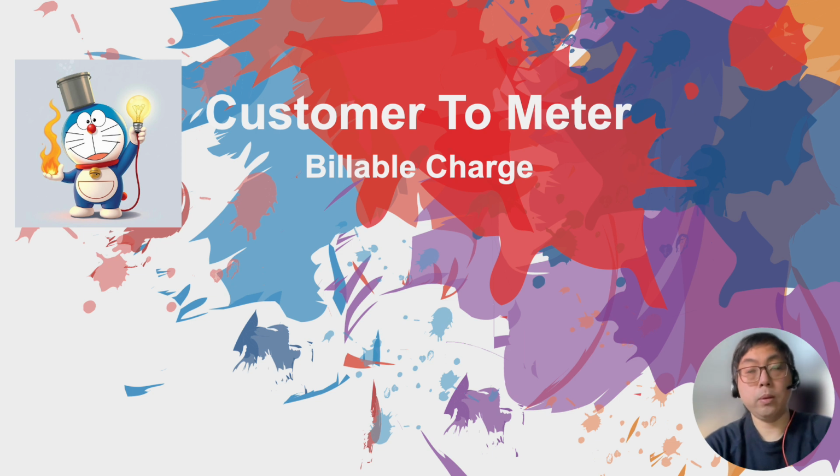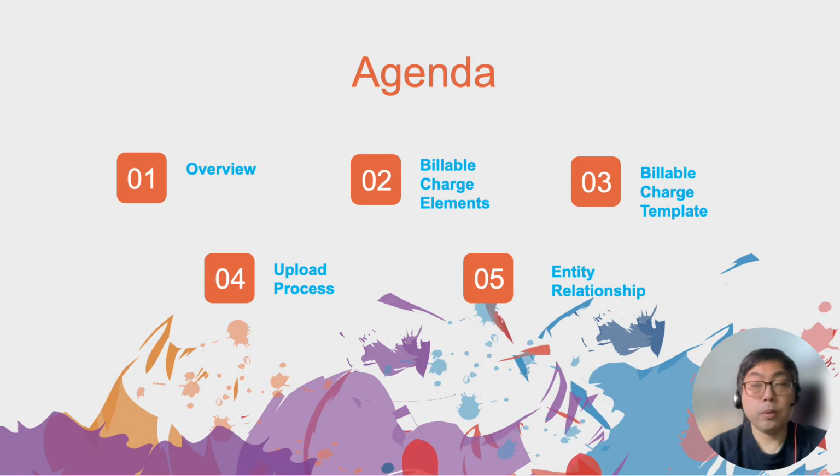So today we will continue on the billing topic, and then we talk about a special object in the system which is very often used in the project called Billable Charge. We break that down into 5 sections. We'll do an overview and look at the elements, and then look at the template and also how we can upload billable charge from external system, and at last we look at entity relationship.